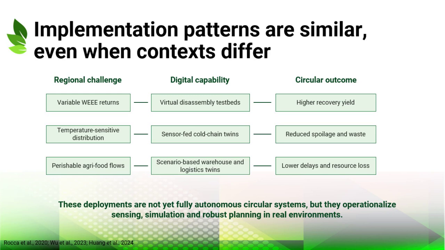Each case then applies a digital capability. Europe uses virtual disassembly testbeds, India uses sensor-fed cold chain twins, and Thailand uses scenario-based warehouse and logistics twins. Finally, each case connects to a circular outcome, such as higher recovery yield, reduced spoilage, or lower resource loss. These deployments are not yet fully autonomous circular systems, but they operationalize sensing, simulation, and robust planning in real environments. This comparison highlights the transferable logic across sectors and regions.